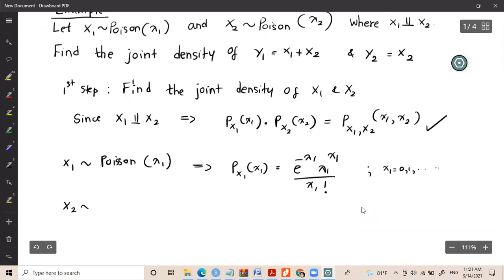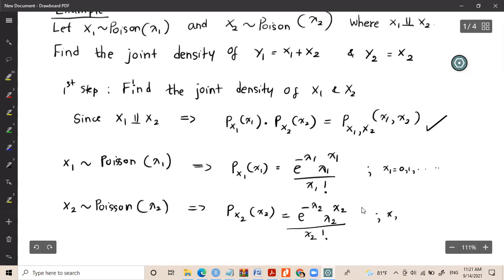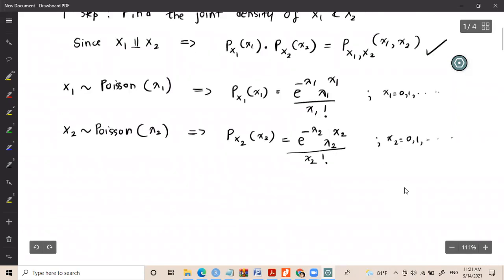And x2 is also Poisson with lambda 2. So you can write the marginal density of x2, that will be e to the negative lambda 2 to the power x2 divided by x2 factorial. x2 will contain values 0, 1 up to infinity. Okay. Since they are independent, multiply the marginal densities to get the joint density of x1 and x2.